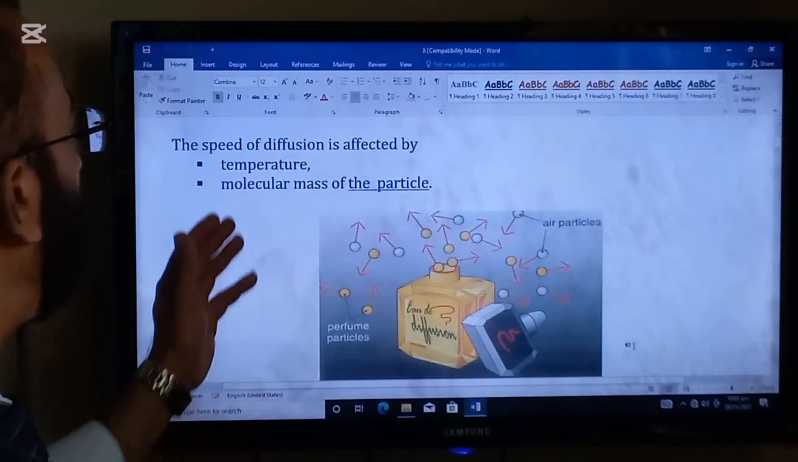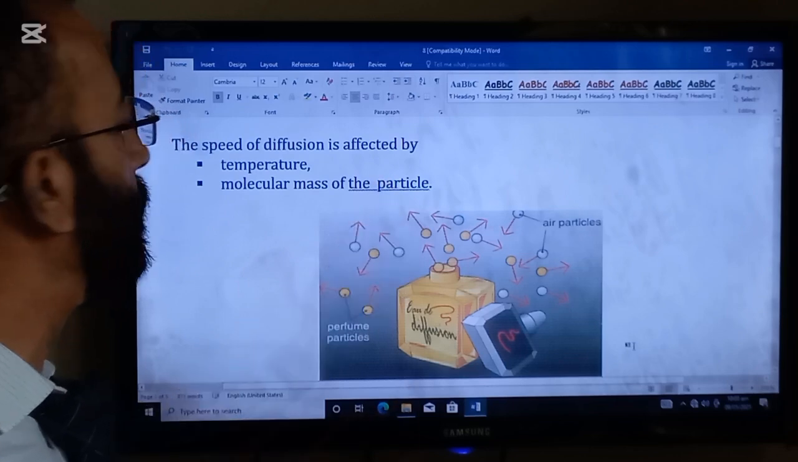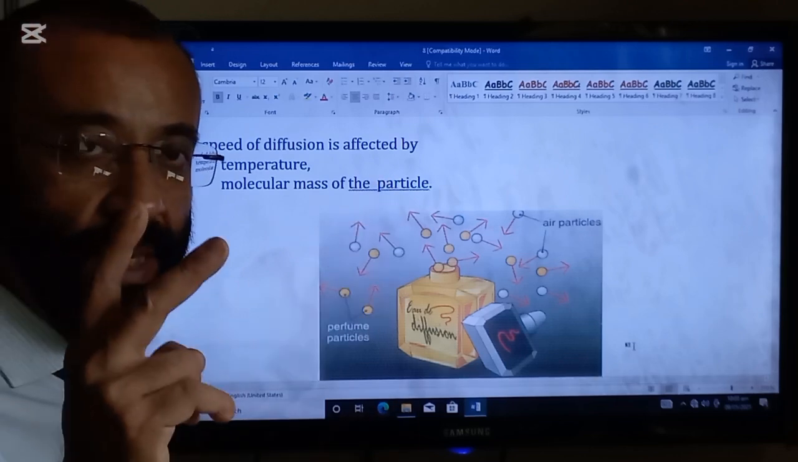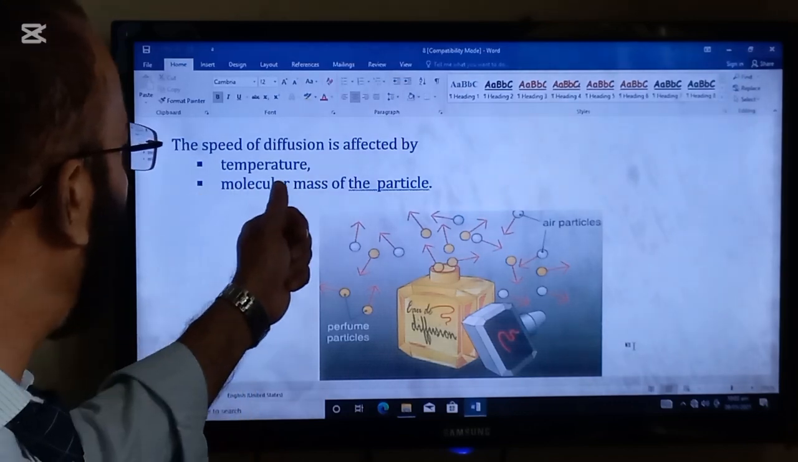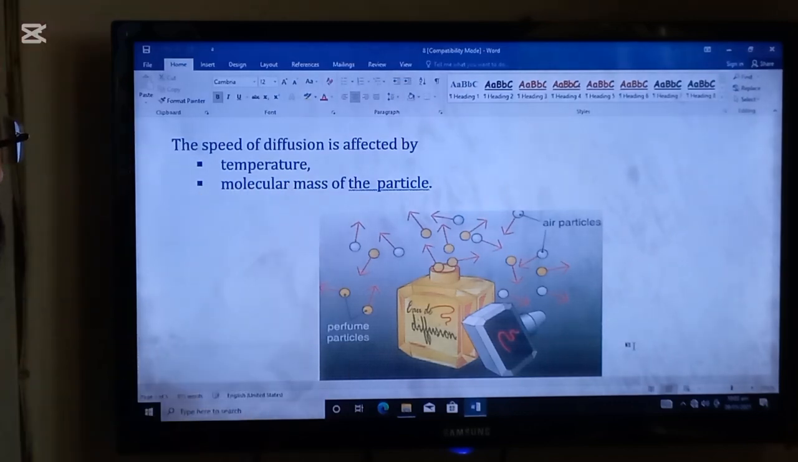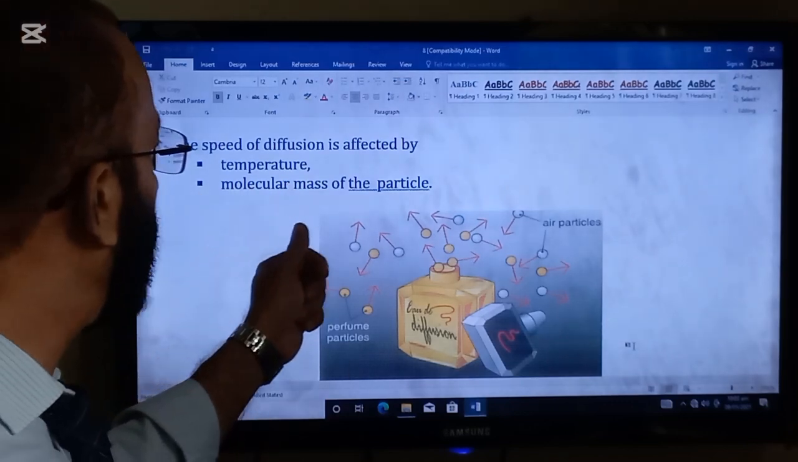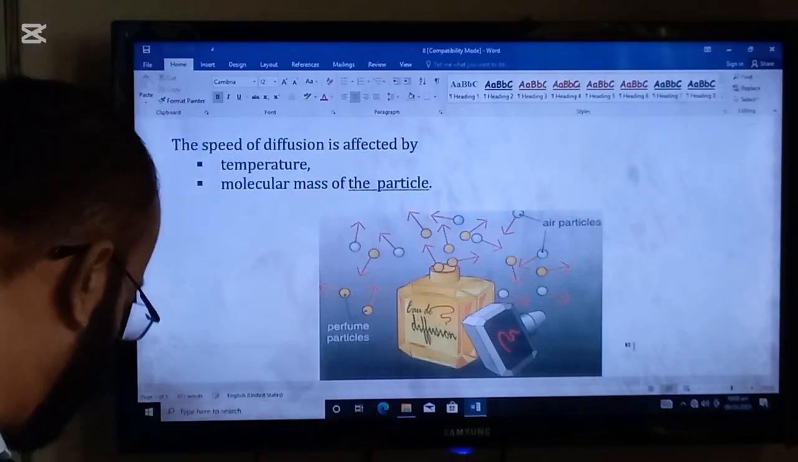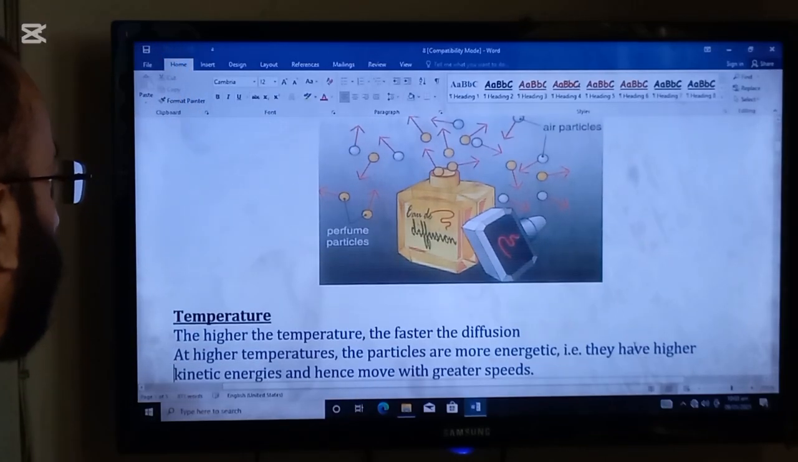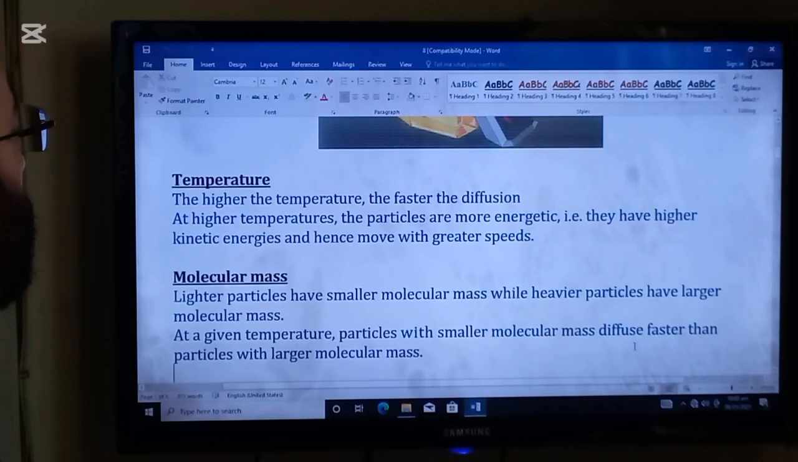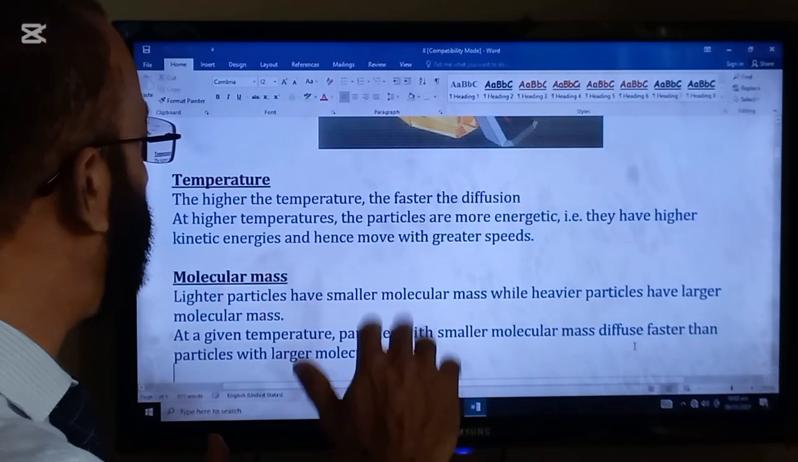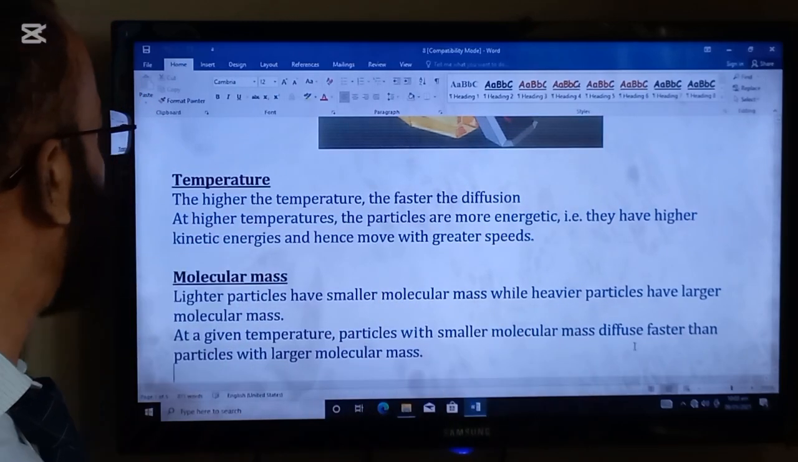The speed of diffusion is affected by... So there are two factors which affect the speed of diffusion. Number one is temperature, and number two is molecular mass of the particles. So now we are going to discuss the factors. The first factor which affects diffusion is temperature.